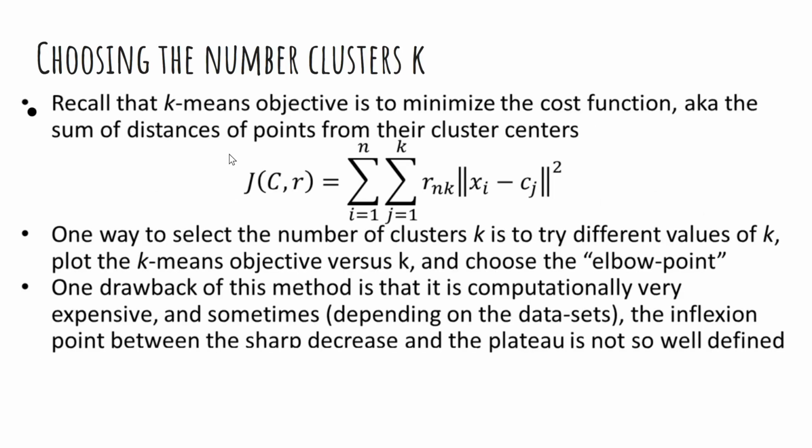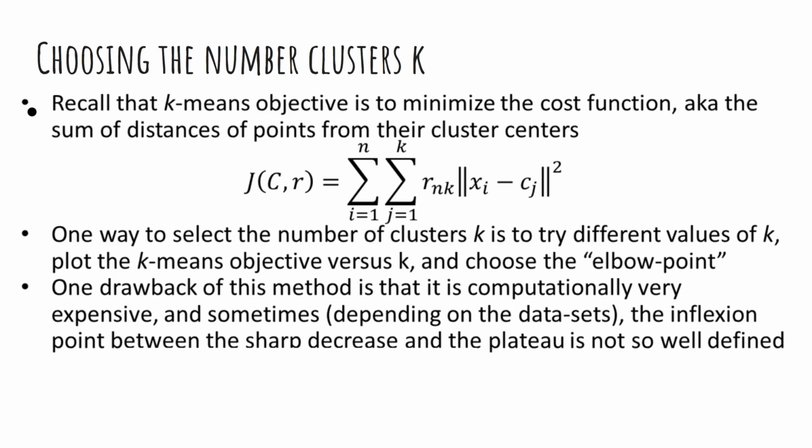Choosing the number of clusters k. Recall that the k-means objective is the sum of distances of points from their cluster centers. One way to select the number of clusters k is to try different values of k, plot the k-means objective versus k, and choose the elbow point. One drawback of this method is that it is computationally very expensive sometimes, depending on the data sets.